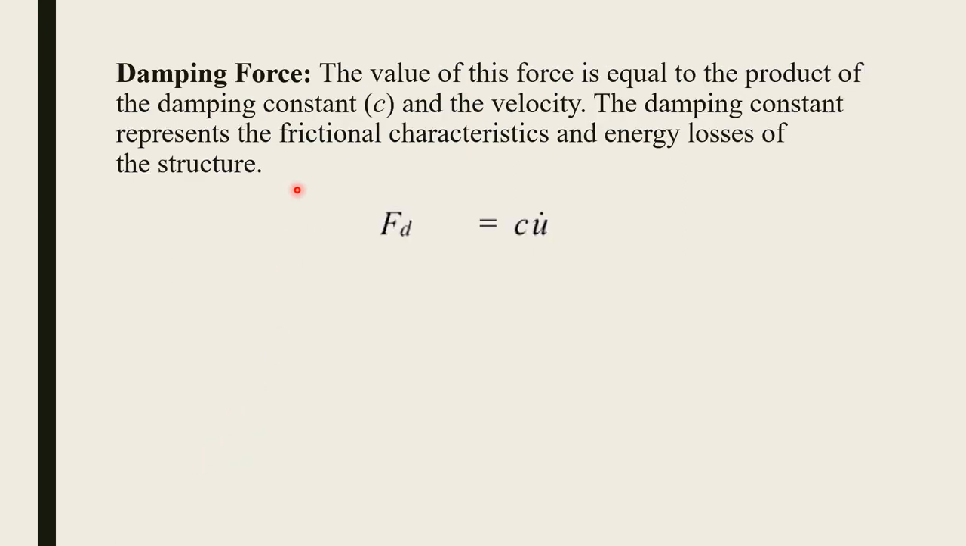Now, the damping force. Damping plays its own role in resisting the excitation force or the externally applied force. The value of this force is equal to the product of the damping constant and the velocity. The damping constant represents the frictional characteristics and energy losses of the structure. Fd is equal to C u dash, where C is the damping constant and u dash is the velocity of the structure. C represents the frictional characteristics and energy losses of the structure or type of the material.